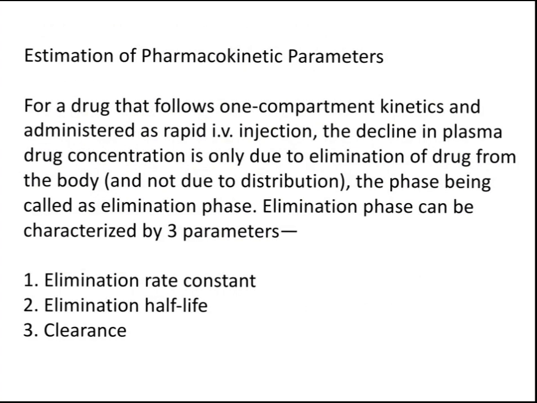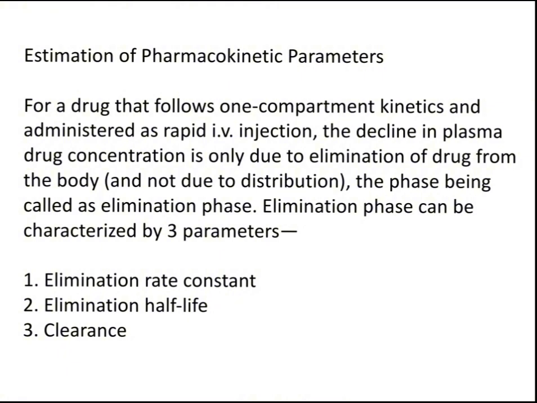Estimation of pharmacokinetic parameters. For a drug that follows one compartment kinetics and is administered as rapid IV injection, the decline in plasma drug concentration is due to elimination of drug from the body. This phase is called the elimination phase. The elimination phase can be characterized by 3 parameters. First, elimination rate constant. Second, elimination half-life.